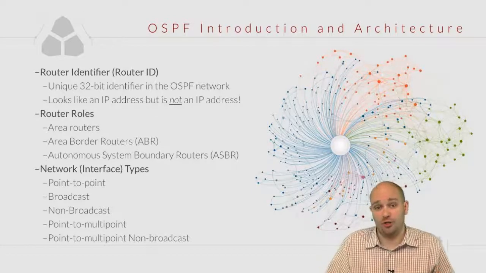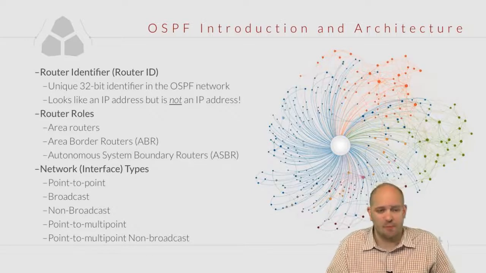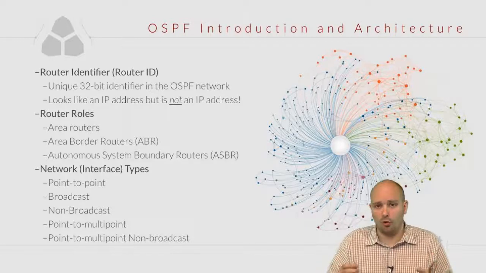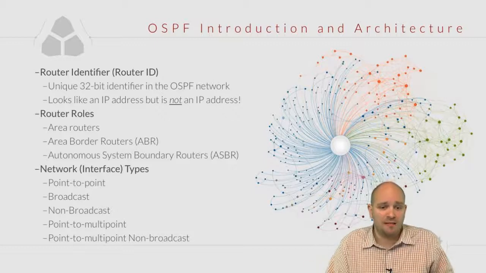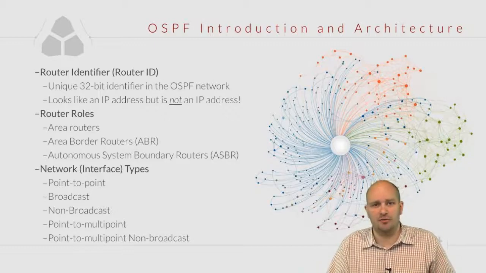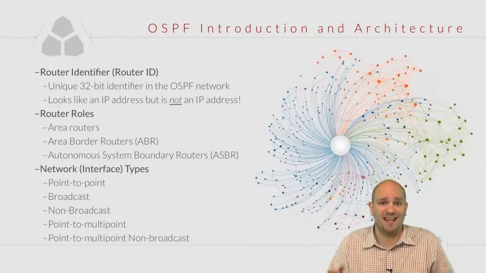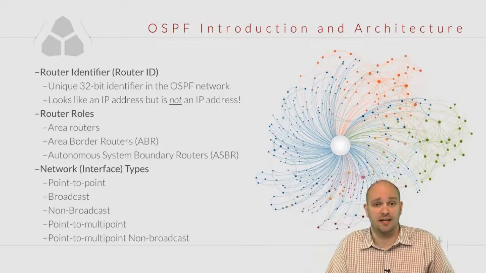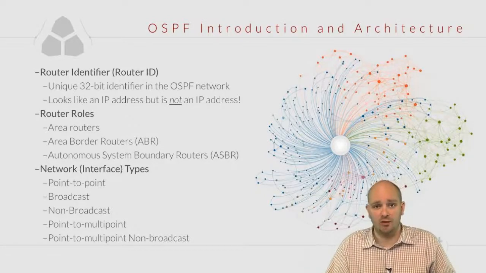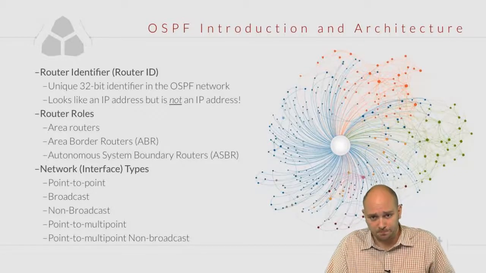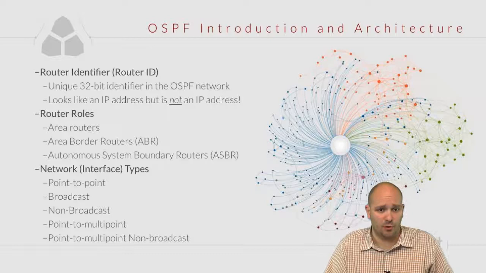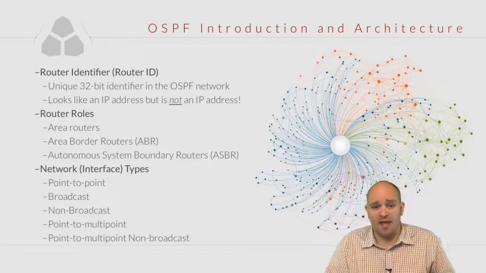Also, not all routers in our OSPF network are the same. Some routers have specific roles. The primary role, or the role that is given to just about every router in our OSPF, is simply an area router. An area router is a router that has all interfaces in a single area. This router is going to be exchanging information with other routers in that area, and it's going to be forwarding the traffic. So this is the most basic of all roles that a router can perform in an OSPF network. And really, all routers are area routers.